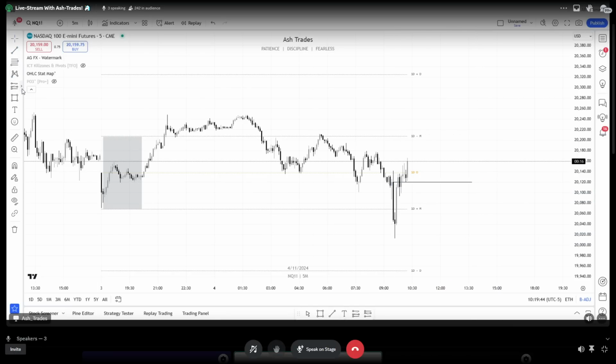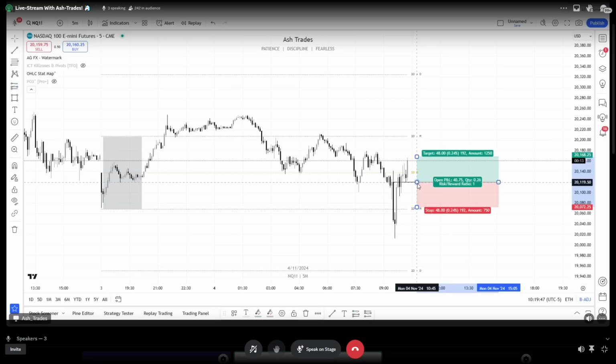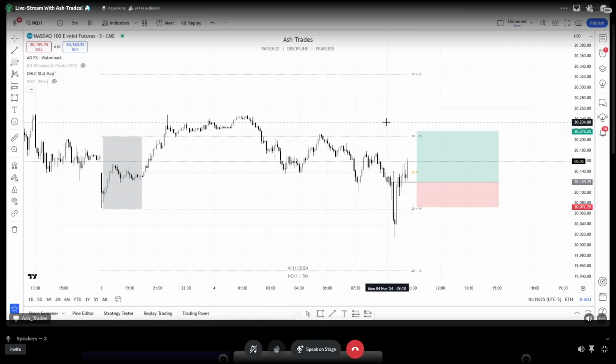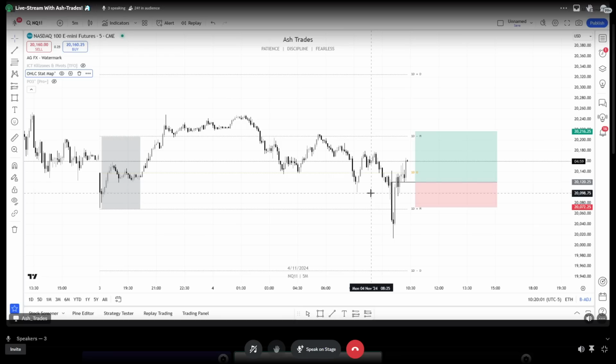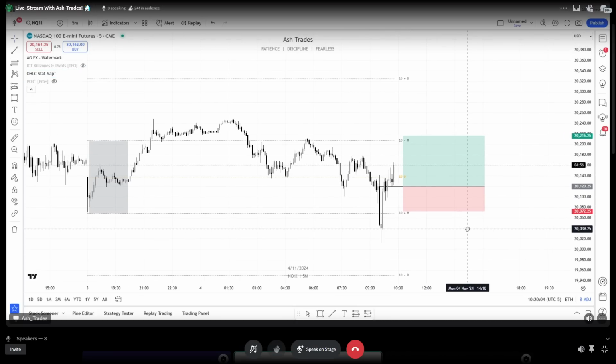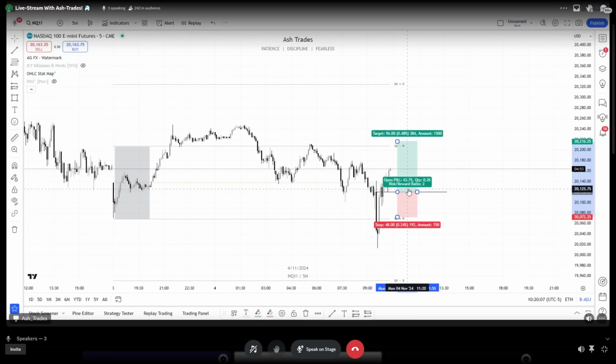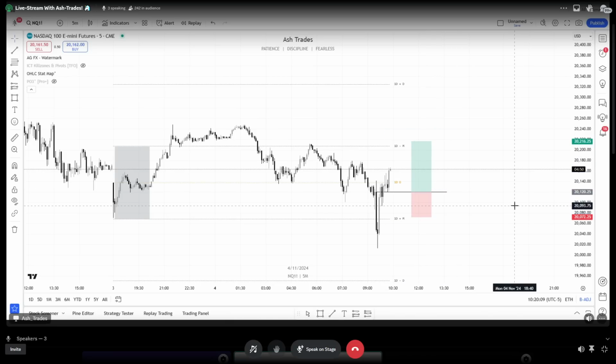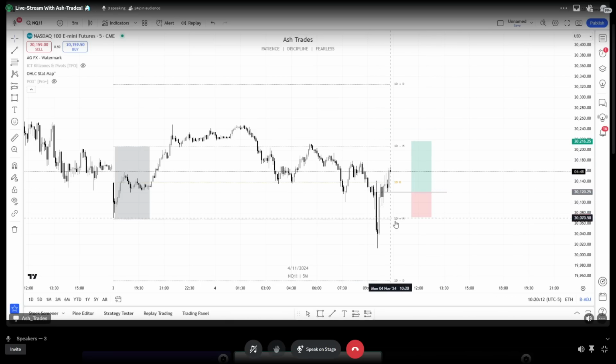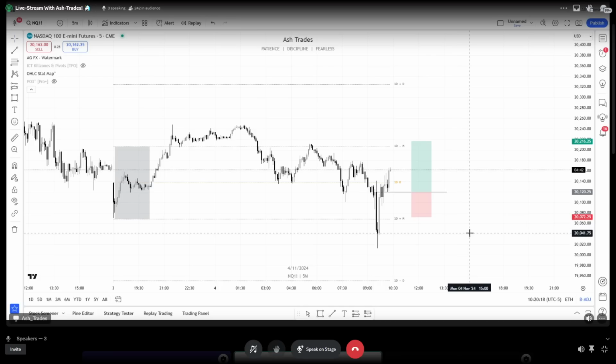So in terms of the model, this is what I'd be looking at: targeting the opposite side of the range. We can set it at 2R as well. No, I did not get to enter on this because it's not a breaker block. It's not an FVG aligned with the breaker block. So I only execute unicorns, but this is in fact a change in the state of delivery, and it was done with an FVG. Anytime you're looking at a change in the state of delivery, it looks more convincing if it was done with displacement, the presence of an FVG. You're looking at a bullish FVG here.